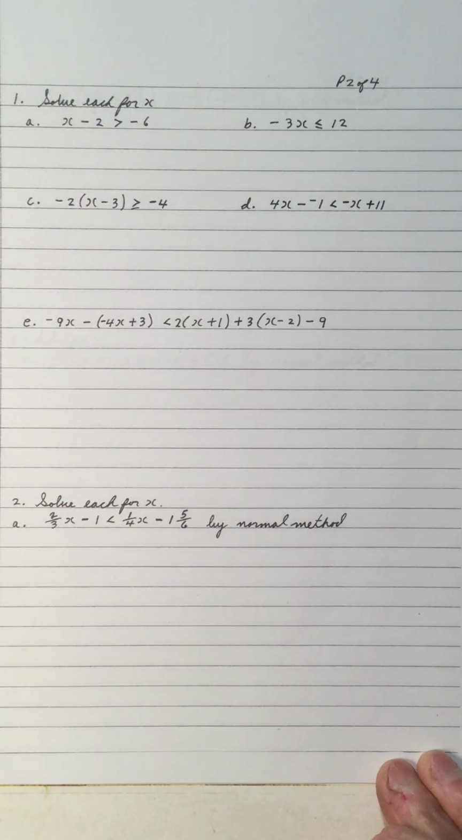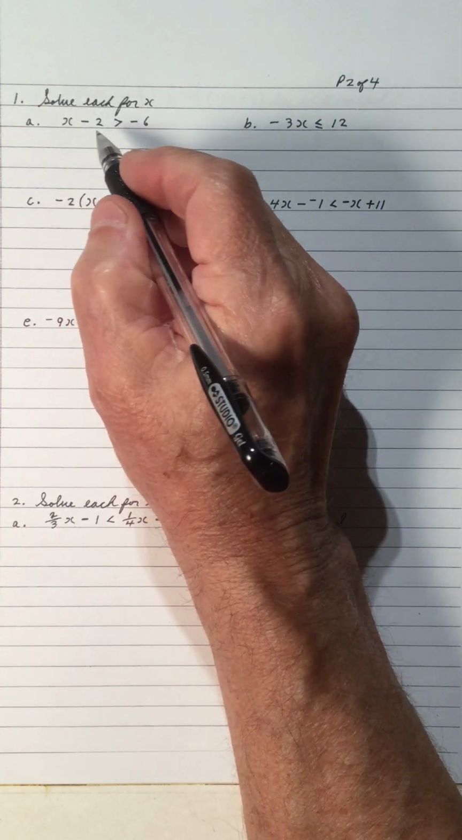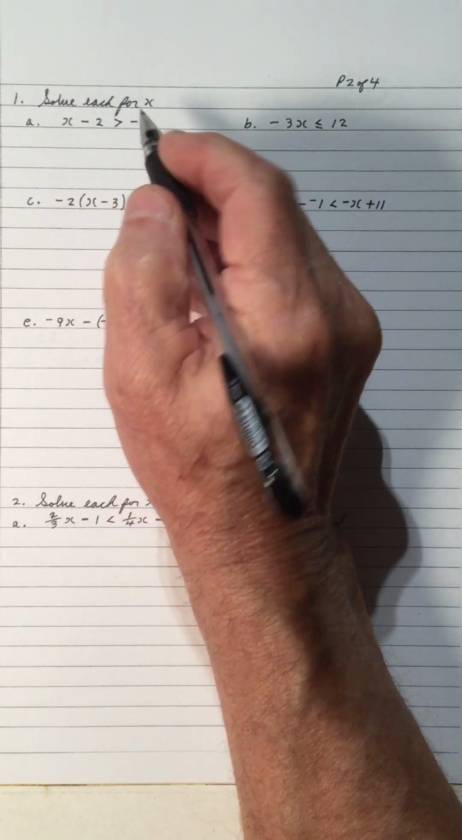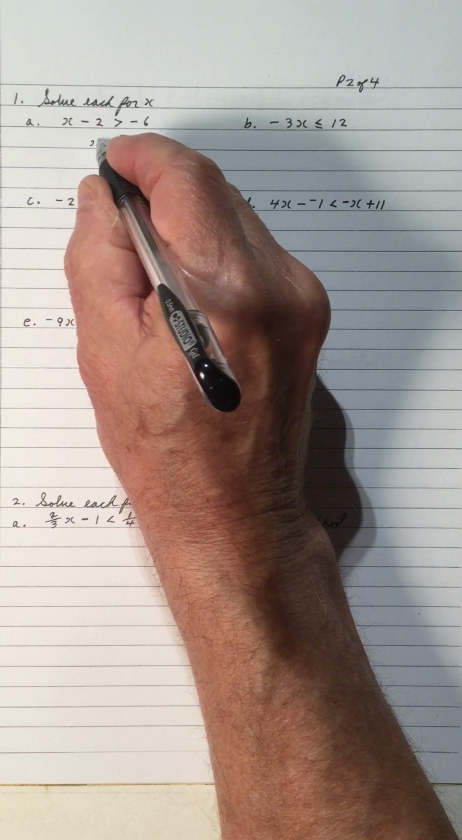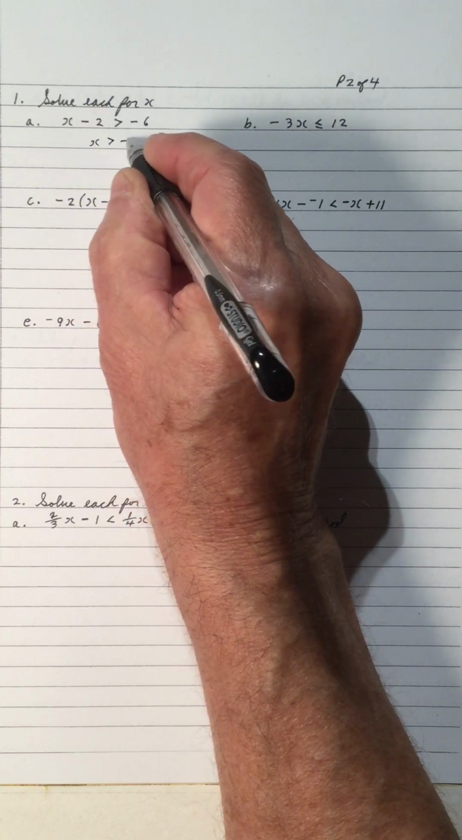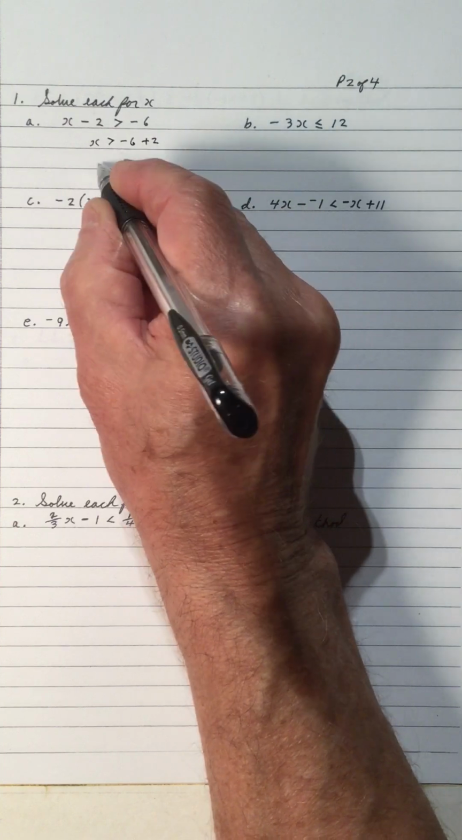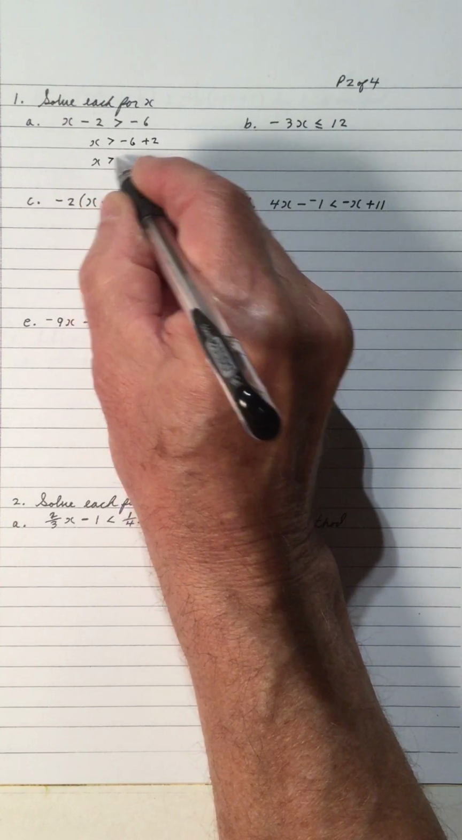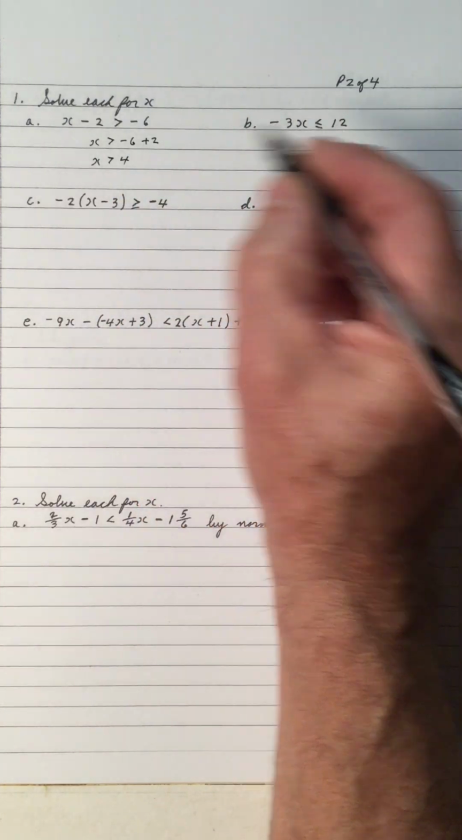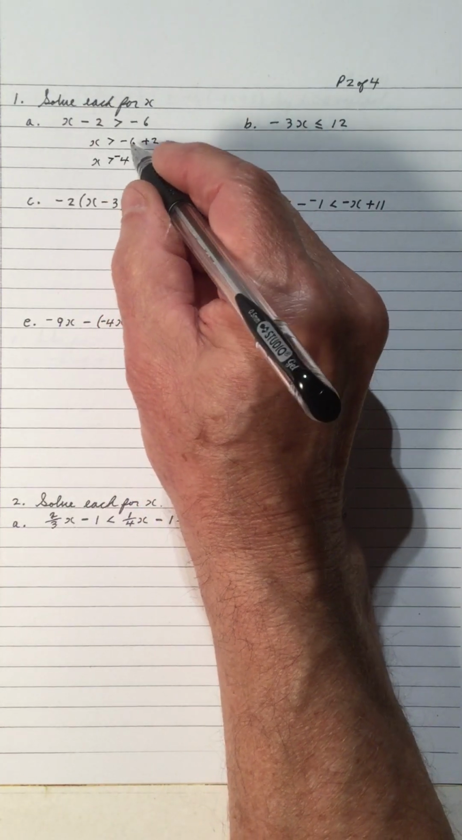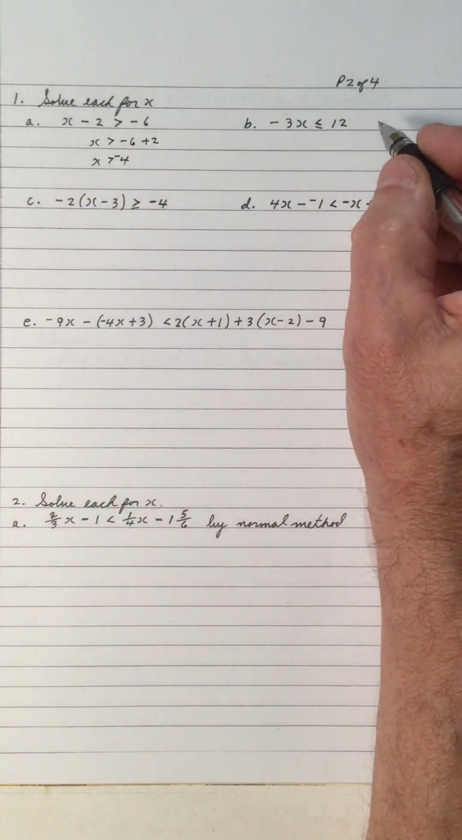Solve each for x. A: x minus 2 is greater than negative 6, so we leave the x on the left, greater than negative 6, and move the minus 2 over to become a plus 2 by transposition. So x is greater than negative 4. Negative 6 plus 2 is negative 4.